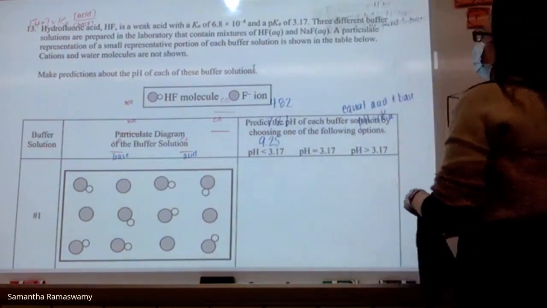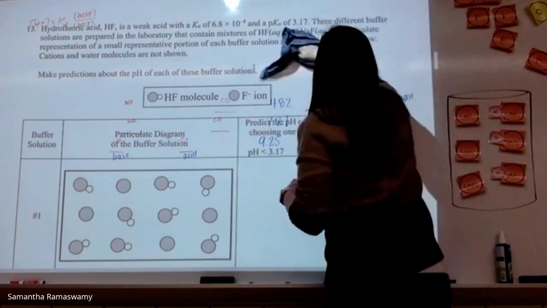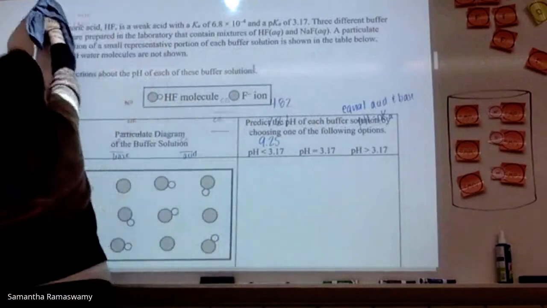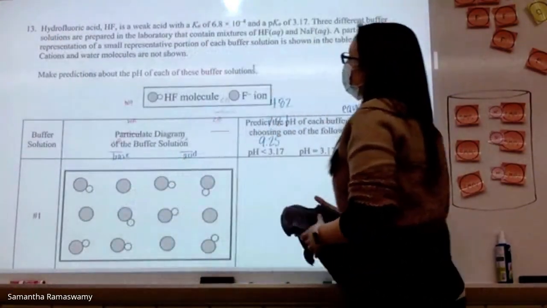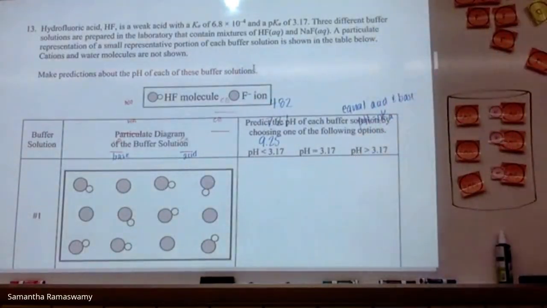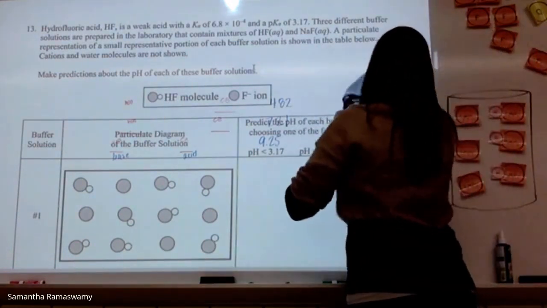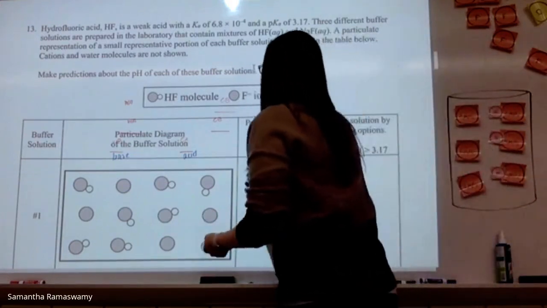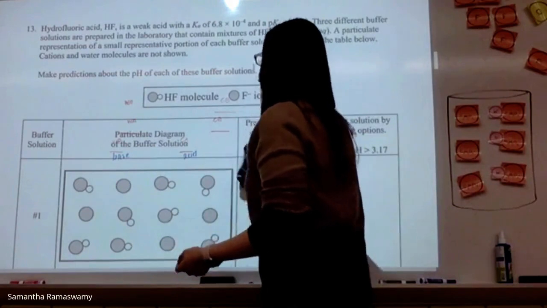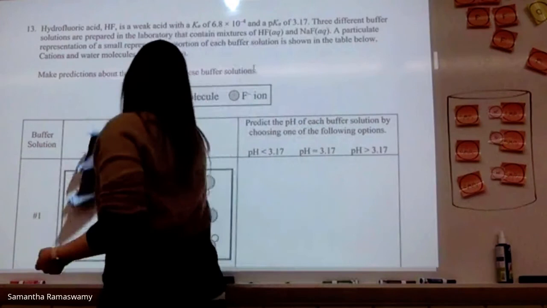It says 3 different buffer solutions are prepared that contain mixtures of HF and NaF. So they're telling us we already have 3 buffer solutions. A particulate representation of a small representative portion of each buffer is shown in the table below. Cations and water molecules are not shown. So they're not showing Na+ because that's a spectator ion, and they're not showing water because it's water. And it says make predictions about the pH of each of these buffer solutions.